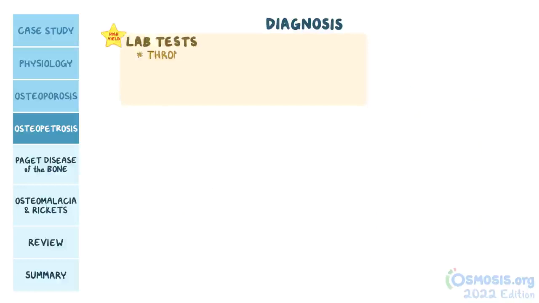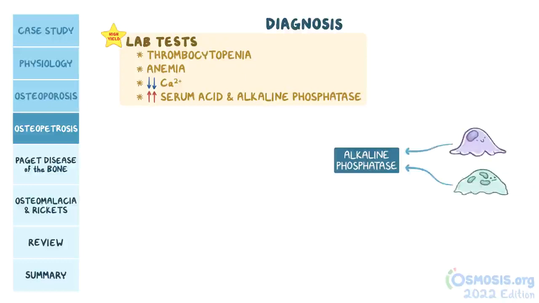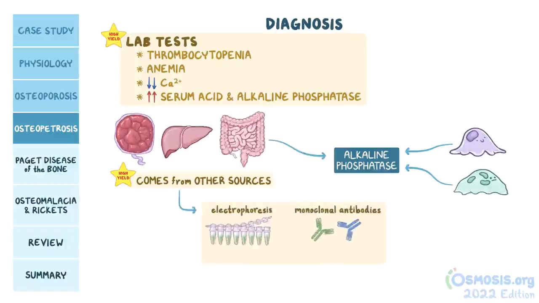Lab tests can show thrombocytopenia, anemia, decreased calcium, and elevated serum acid and alkaline phosphatase levels. It might be good to know that alkaline phosphatase is the biochemical marker of osteoblast and osteoclast activity in the blood. However, it can come from other sources too, like the placenta, liver, and intestine, which means it's not highly specific for bone cell activity. In these cases, electrophoresis and monoclonal antibodies can be used to determine the source of alkaline phosphatase.